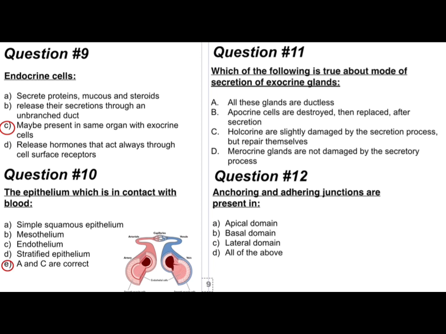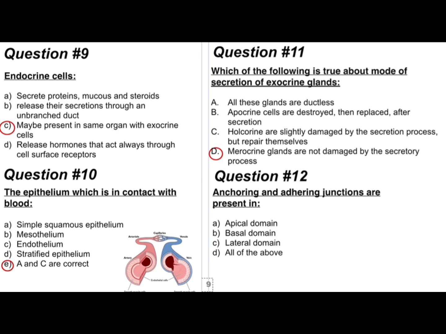Option C, holocrine are slightly damaged by the secretion process but repair themselves. Wrong, this is the apocrine mode of secretion, not the holocrine. Holocrine, the entire cell is destroyed, releasing its product. Okay, concerning option D, merocrine glands are not damaged by the secretory processes. Correct. Merocrine mode is the most abundant mode of secretion of the exocrine gland, and it secretes its product by exocytosis. Thereby, there is no damage during the secretion processes.